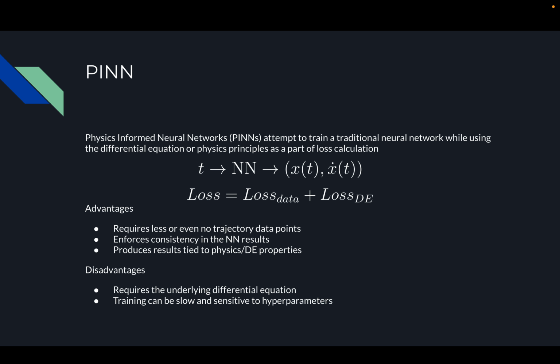It enforces consistency with physics in the neural network results, and it produces results tied to our van der Pol oscillator differential equations. Its disadvantages include that it requires the underlying differential equation, and training can be slow and sensitive to hyperparameters, which is why, after much tuning and adjustment, I trained this for 2,000 epochs with the same learning rate as my artificial neural network. Interestingly, the neural ODE required more than twice the number of epochs as the other two methods, at 5,000 epochs with the same learning rate.